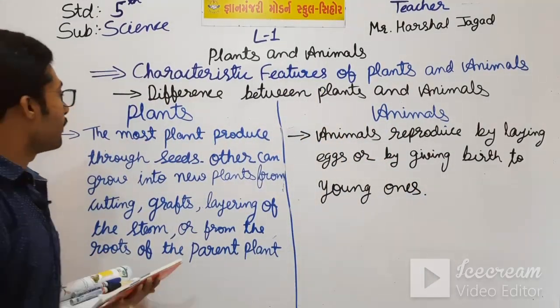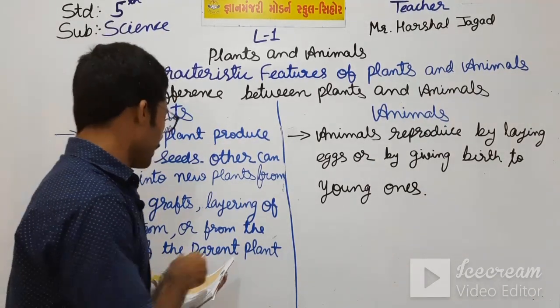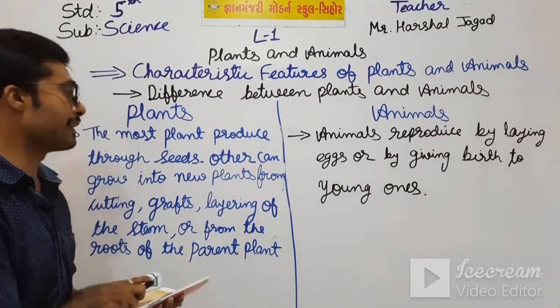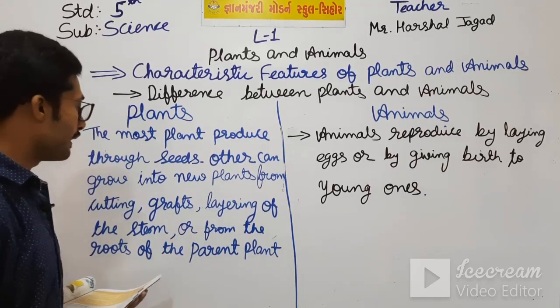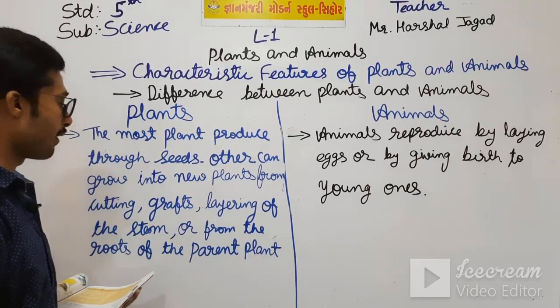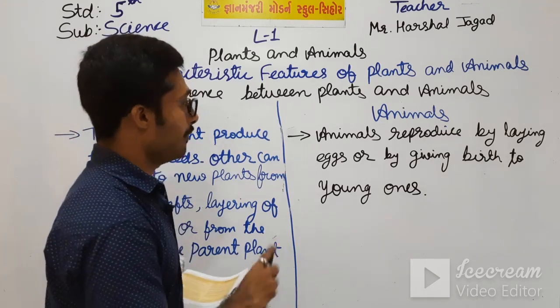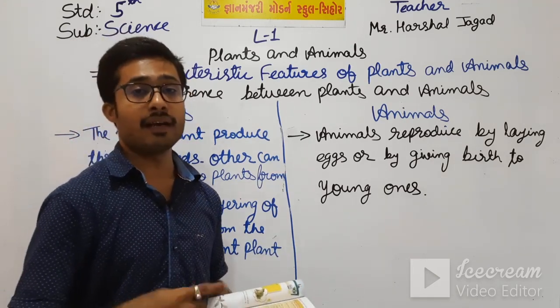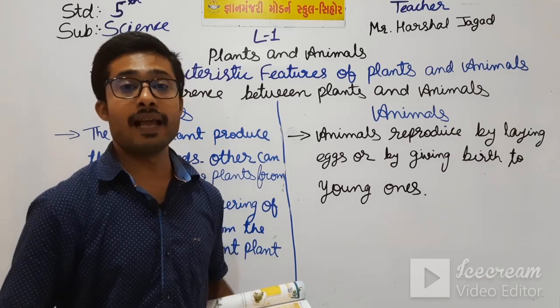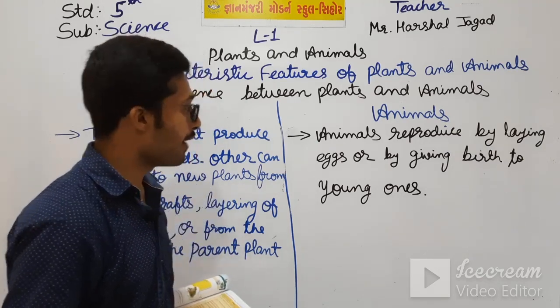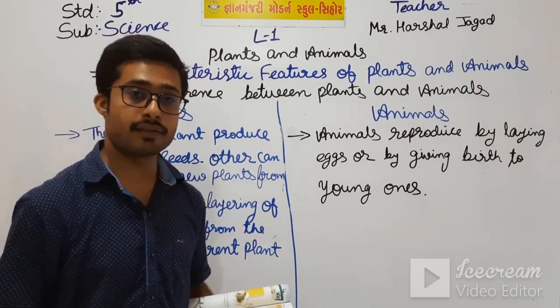So, plants are produced by the seeds, and others are produced by cutting, grafting, or from the roots of the parent plants. And animals produce their young ones by laying eggs or by giving birth to young ones.